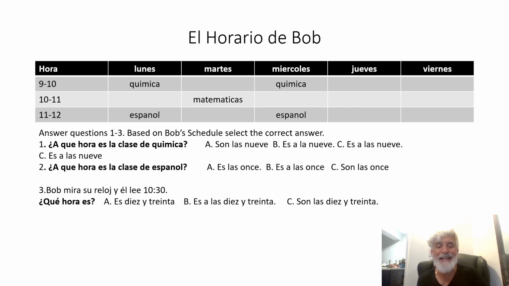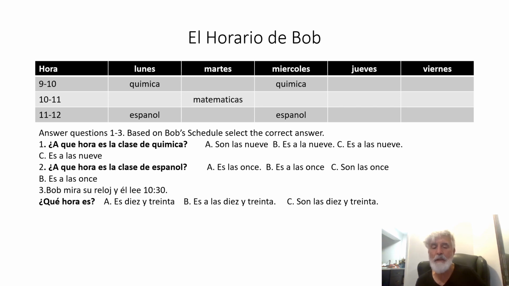Is it A, es las 11? Is it B, es a las 11? Or is it C, son las 11? The answer is B, es a las 11, right? It is at 11 o'clock. C is definitely wrong. Can everyone see why C is completely wrong? Because the question is, what time is Spanish class?